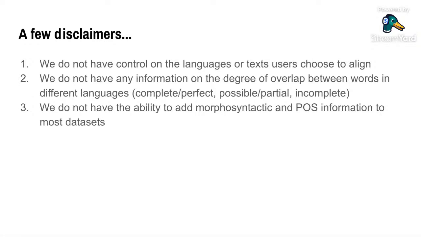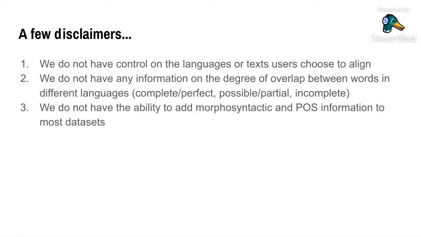Number two, we don't have any information on the degree of overlap between words in different languages. In other words, the numbers that I'm going to share with you do not tell us anything about whether those tokens, those words align with each other in a complete way, in a perfect way, or whether there is only a possible or partial alignment, or whether there is a very incomplete rate of alignment. And ideally, this issue could be solved in the future by giving users the opportunity of adding specific tags to their alignments to discriminate between these typologies, and we're definitely working on that.